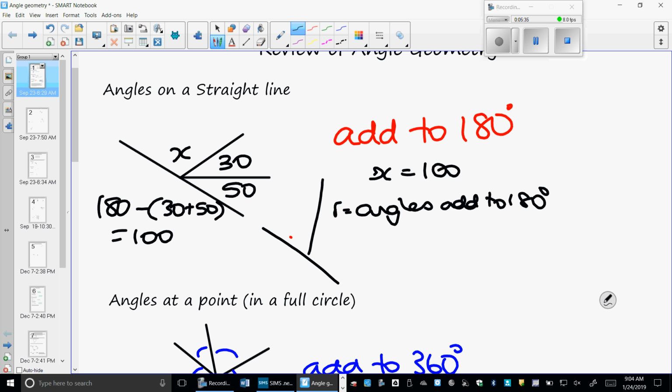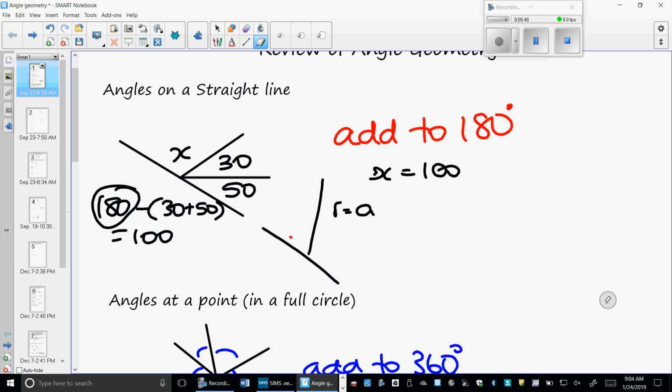This calculation work is helping me find what it is. Essentially, you're saying, why did you subtract it from 180? The reason was because there were angles on a straight line. No, I don't want "angles add to 180." Angles on a straight line is simple. Angles on a straight line.